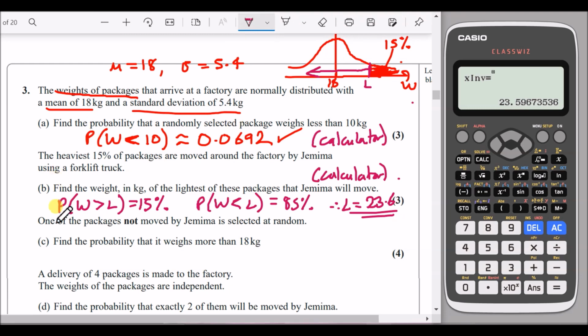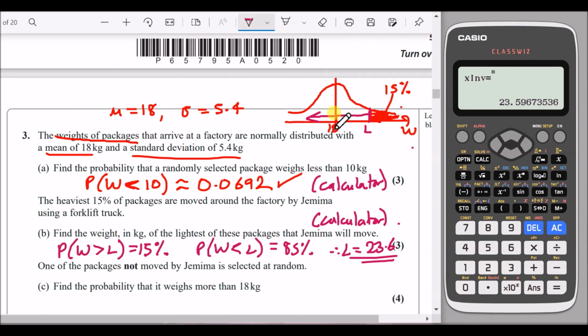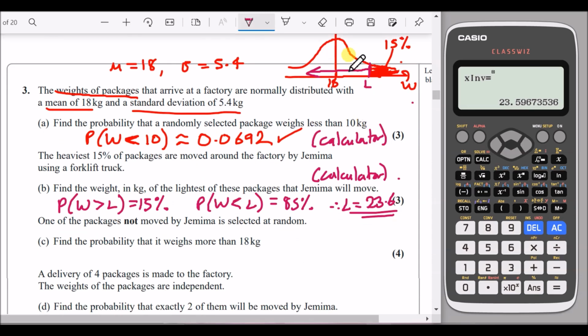Now for the next part, it says one of the packages not moved by Jemima is selected at random. Now not moved is actually the ones where it wasn't moved. If we look at the previous paragraphs, it said that the heaviest 15% were moved by Jemima. So we're talking about the red area. That's Jemima moved it. Therefore, the white area is the part that was not moved by Jemima. So we're talking about the 85%.